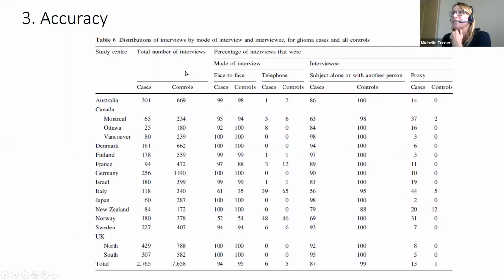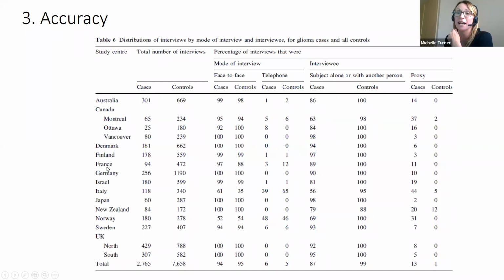Then here we can see information on the mode of interview and how it may differ between cases and controls. What's interesting to point out is that the cases, because of their poor health status, were often much more likely to use a proxy respondent, maybe a family member, a spouse, or a friend, to help them or to respond entirely to the study questionnaire for them, compared to controls.